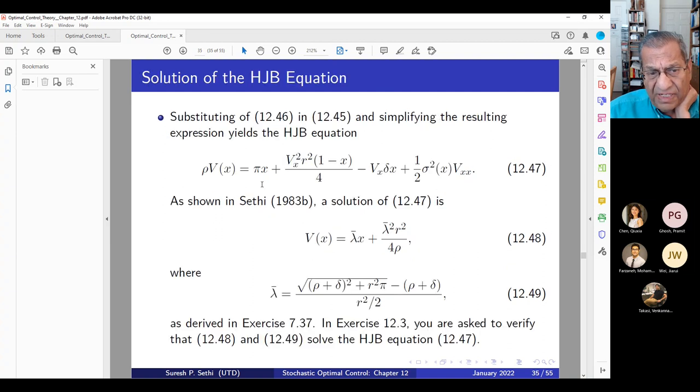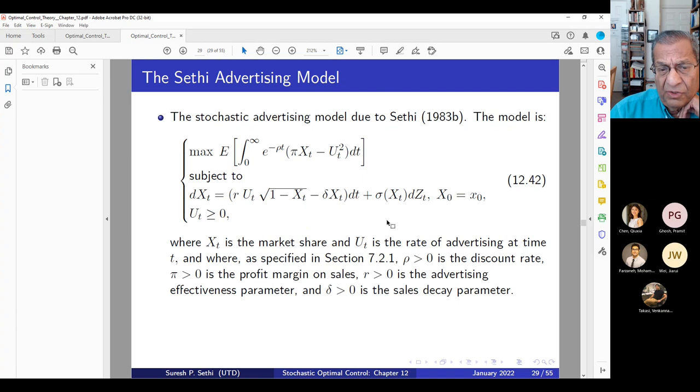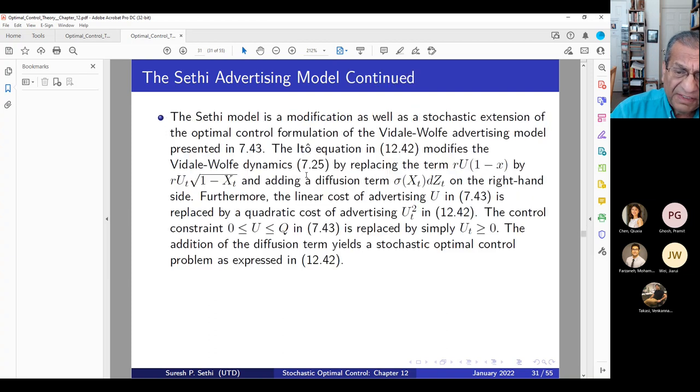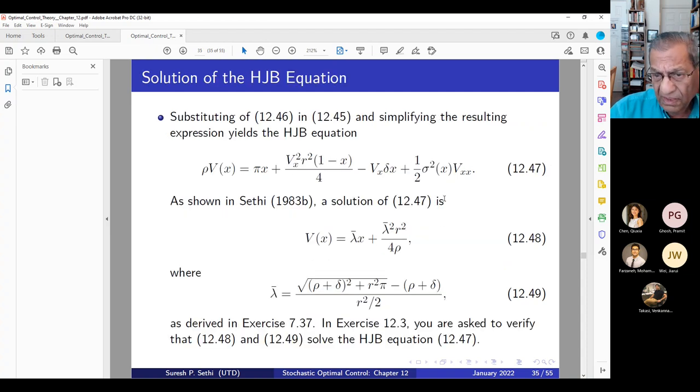And then I have an equation that looks like this. It looks quite complicated. It has v sub x squared, it has v sub x, it has v double xx, so it's quite complicated. Somehow I was able to solve this problem because I had a certain insight: if I can create a problem so that the value function is linear, then this term will go to 0, and the equation becomes simpler to solve.